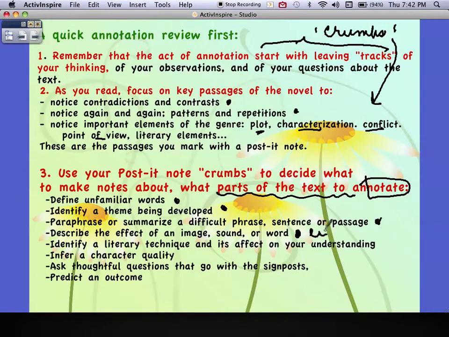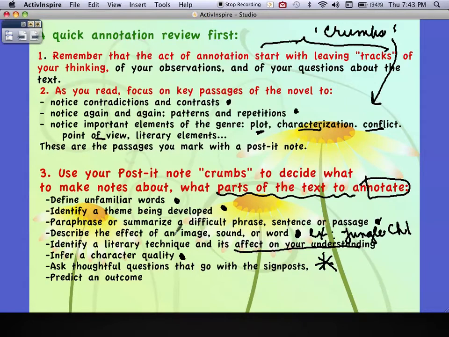An example here are all of the words that he uses when he describes the jungle. That description in chapter 1 is loaded with sensory words, and it creates a very particular mood for you. Maybe you've noticed a literary technique, a symbol, a simile, a metaphor, and you want to put what you think it means and how it is affecting what you understand. Maybe you think you see signs of a particular kind of character. Remember that if you've put crumbs at the signpost we've talked about, ask those questions that go with each signpost. And maybe you want to note a prediction.